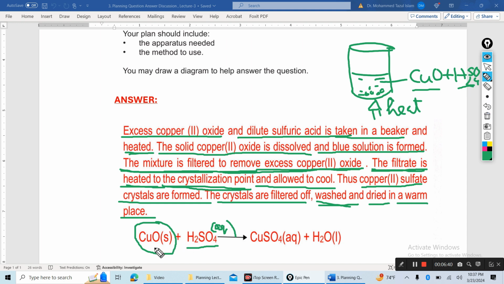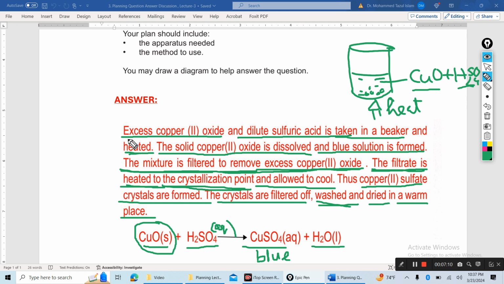And you see the reaction: copper 2 oxide is solid, sulfuric acid is dilute, so aqueous, and copper 2 sulfate aqueous, a blue solution, is formed. This solution is blue in color, and water is liquid. So this is the reaction.